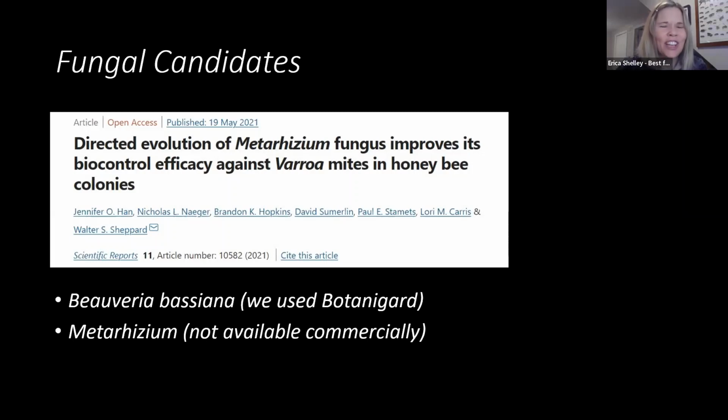As we were gearing up for this second year study, a paper came out from Washington State University about Metarhizium being used to control Varroa mites in honeybee colonies, but not just any Metarhizium. These people had used directed evolution. So they had provided nutritional stress to the fungus, as well as other types of stress to accelerate mutations that would allow the fungus to grow inside a hive.